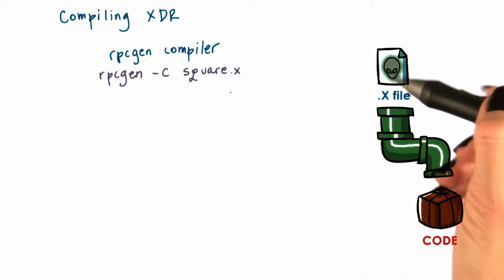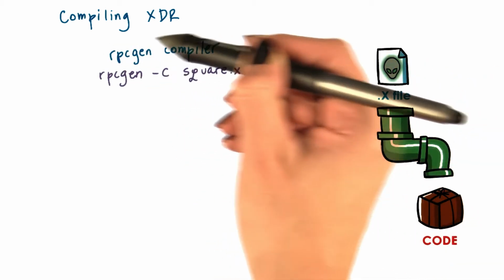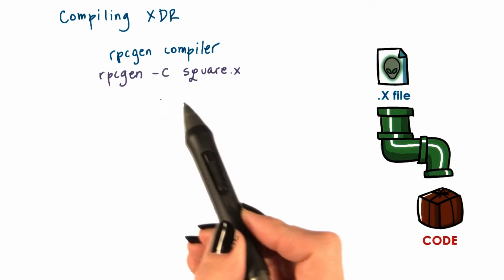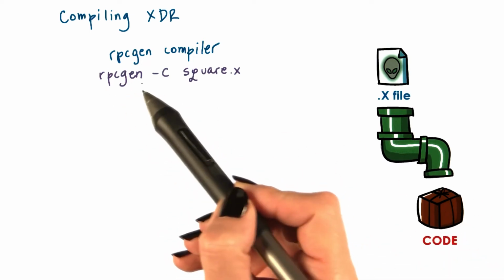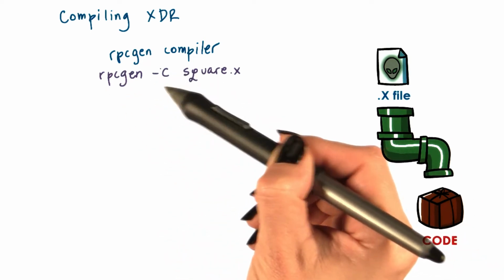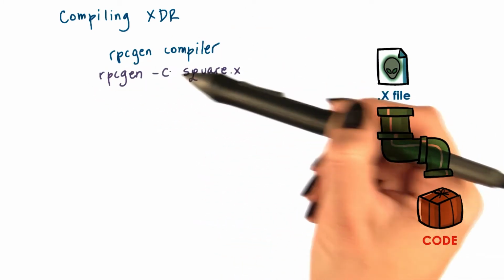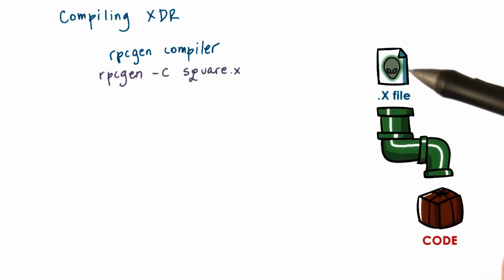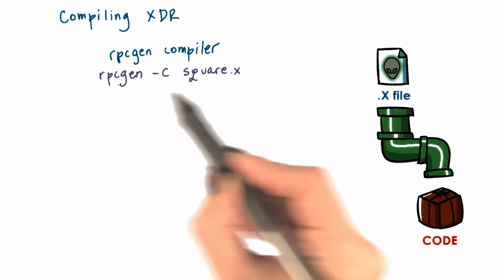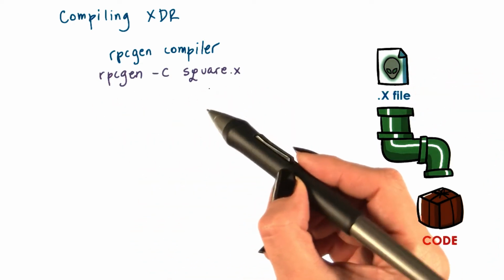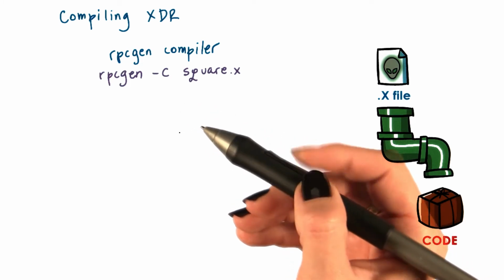To do this, SunRPC relies on a compiler, rpcgen, and to generate C code, rpcgen is used with the option -c, so the full command is rpcgen -c and then square.x. That's the .x XDR file. The outcome of this operation will be that a number of files will be generated.